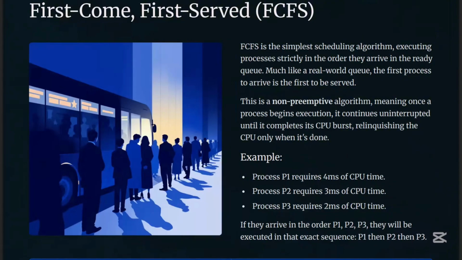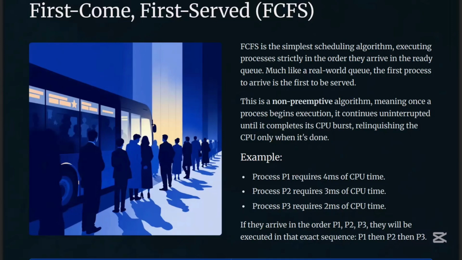Types of CPU scheduling. CPU scheduling is mainly divided into two types. 1. Preemptive scheduling. In preemptive scheduling, a running process can be stopped and replaced by another process. This usually happens when a higher priority process arrives. 2. Non-preemptive scheduling. In non-preemptive scheduling, once a process starts executing, it runs until it finishes or blocks. The CPU is not taken away forcibly.